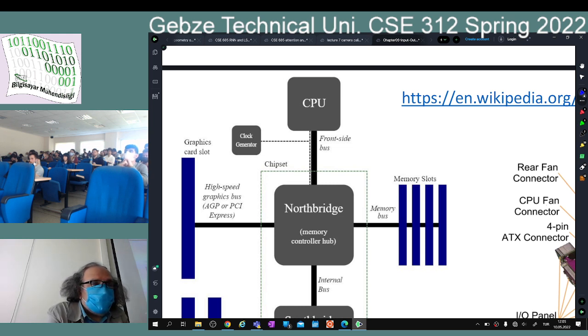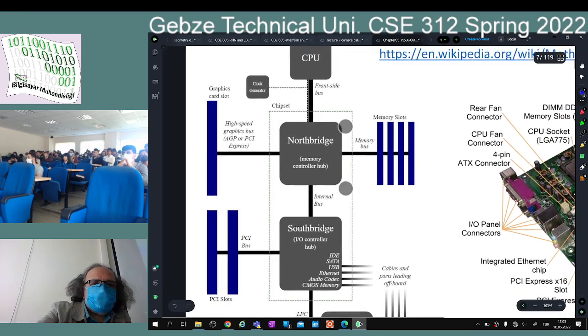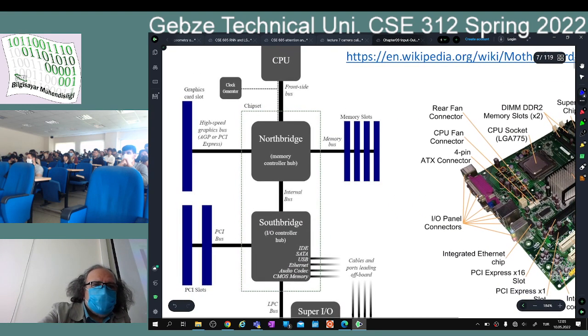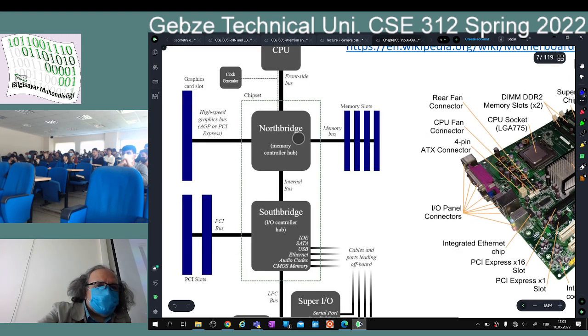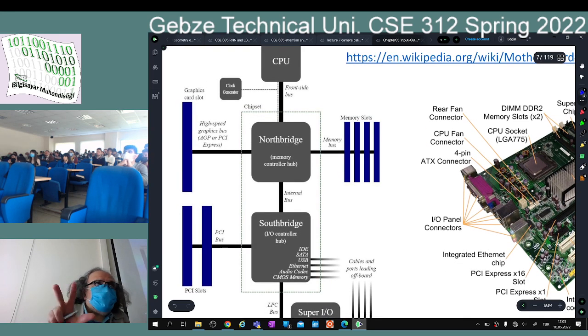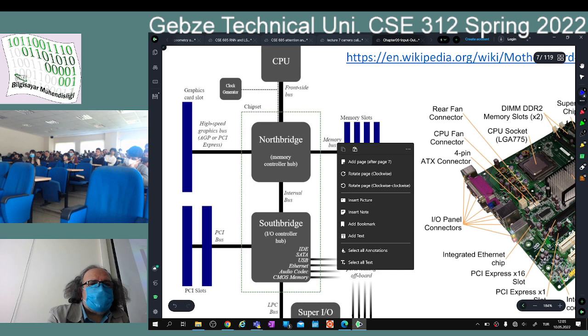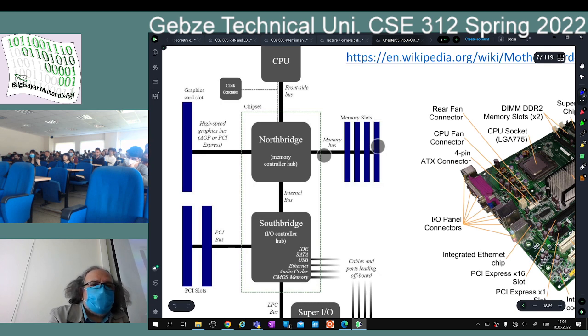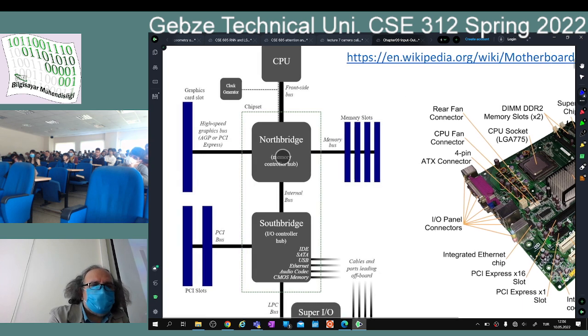We know that our CPUs operate at a few gigahertz of frequency, and the clock generator is responsible for that. The CPU is connected to this big structure, our main bus, the North Bridge and South Bridge, and the North Bridge is the faster part of the main bus. Our memory, which has to be very efficiently connected to the CPU, is connected to the North Bridge part.